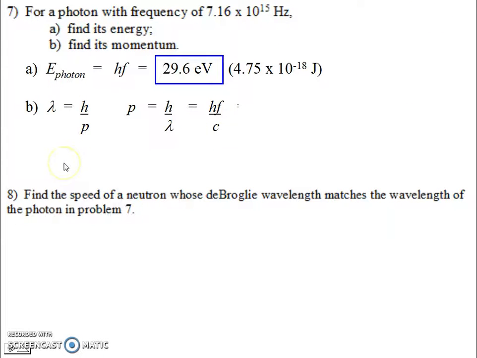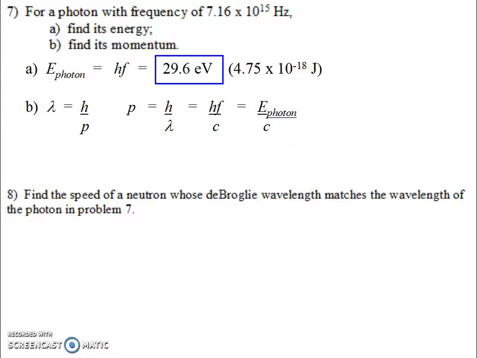But here, it comes down to which version should we use? The one in electron volts or the one in joules, right? Part A didn't say which units to put it in, but only one of these will get you an answer that makes any sense. So if you didn't think it through, pause the video and think it through.